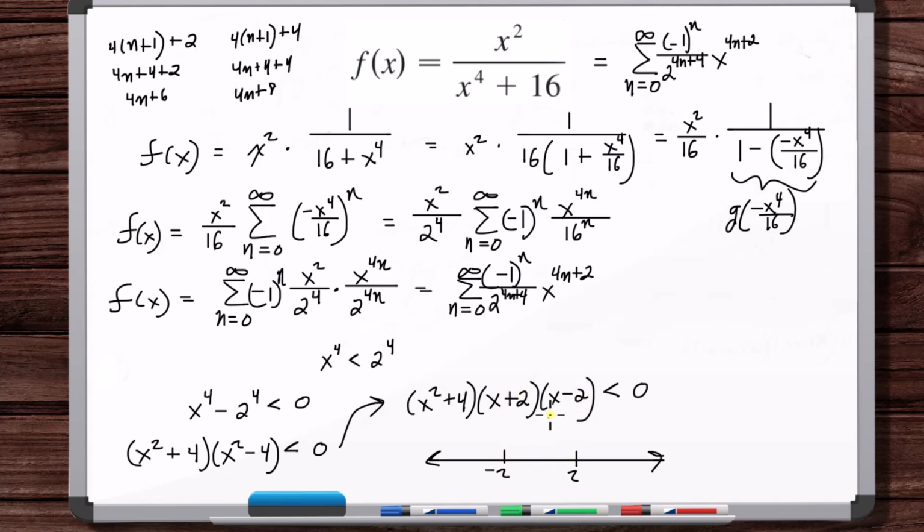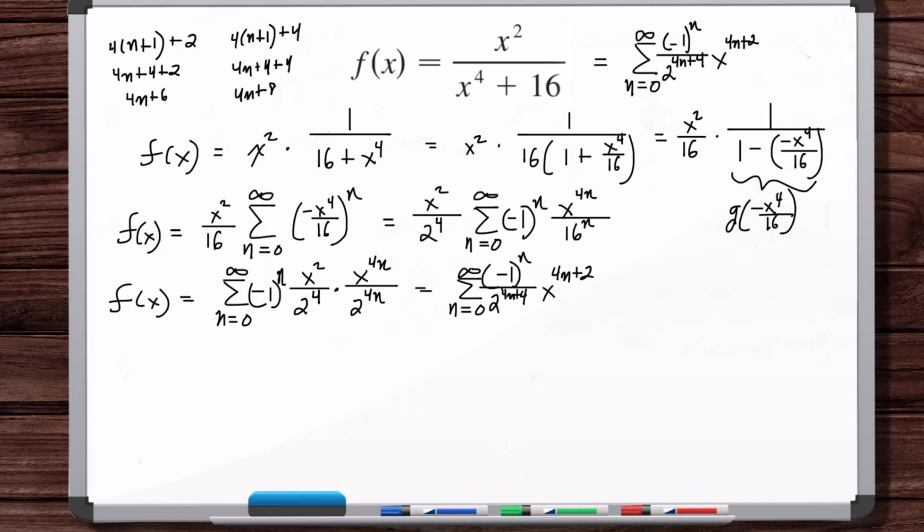So, yeah, because the ratio test doesn't tell us about the boundaries. So, yeah, minus 2 to 2. Okay, but we need to check the endpoints. So, at 2, we've got times 2 to the 4n plus 2. So let's do this. 2 to the 4n times 2 squared. And then here you've got 2 to the 4n times 2 to the 4th.